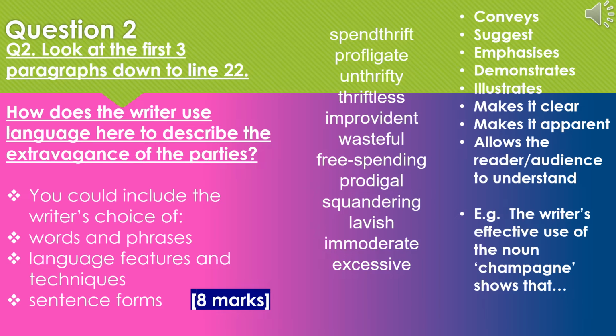8 marks. Once again, I've provided a list of different ways of saying the writer says, and here we have a list of vocabulary that you can use to answer this question. Spendthrift, profligate, unthrifty, thriftless, improvident, wasteful, free spending, prodigal, squandering, lavish, immoderate, and excessive. They're not all in the text, but they are words that relate to what's going on. And I've got a little example in the bottom right hand corner of a sentence you could use to answer the question. The writer's effective use of the noun champagne shows that. The question is 8 marks, so you should take 2 quotes and analyse those.